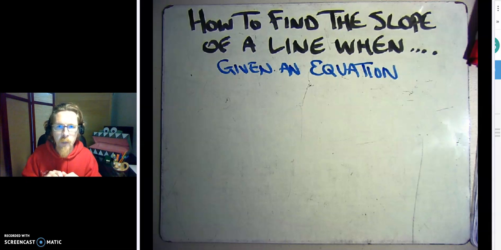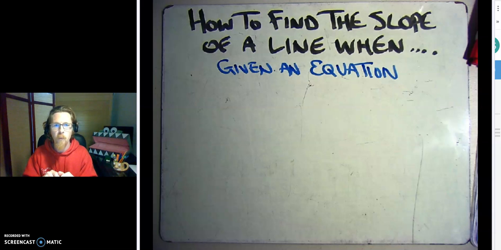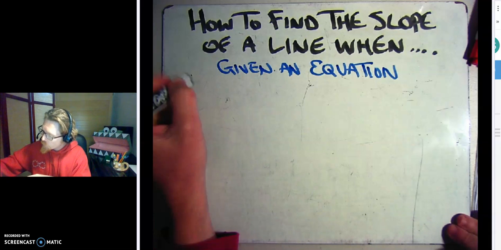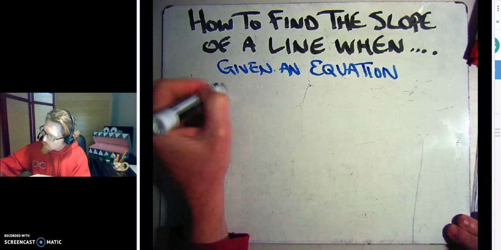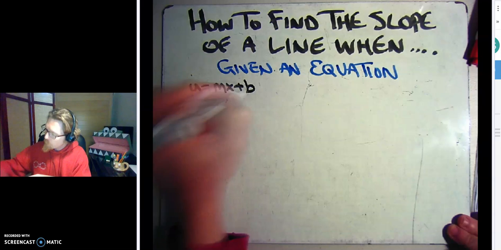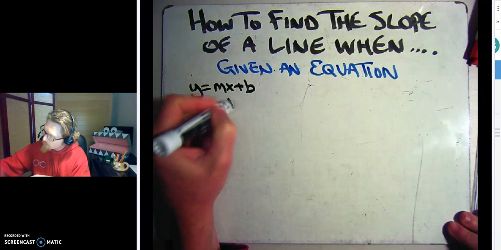Hi Math, I'm Andy. Let's take a look at how to find the slope of a line when given an equation. Now, linear equations will generally come in two different forms. One of the most common forms we call slope-intercept is y equals mx plus b. We call this the slope-intercept form.